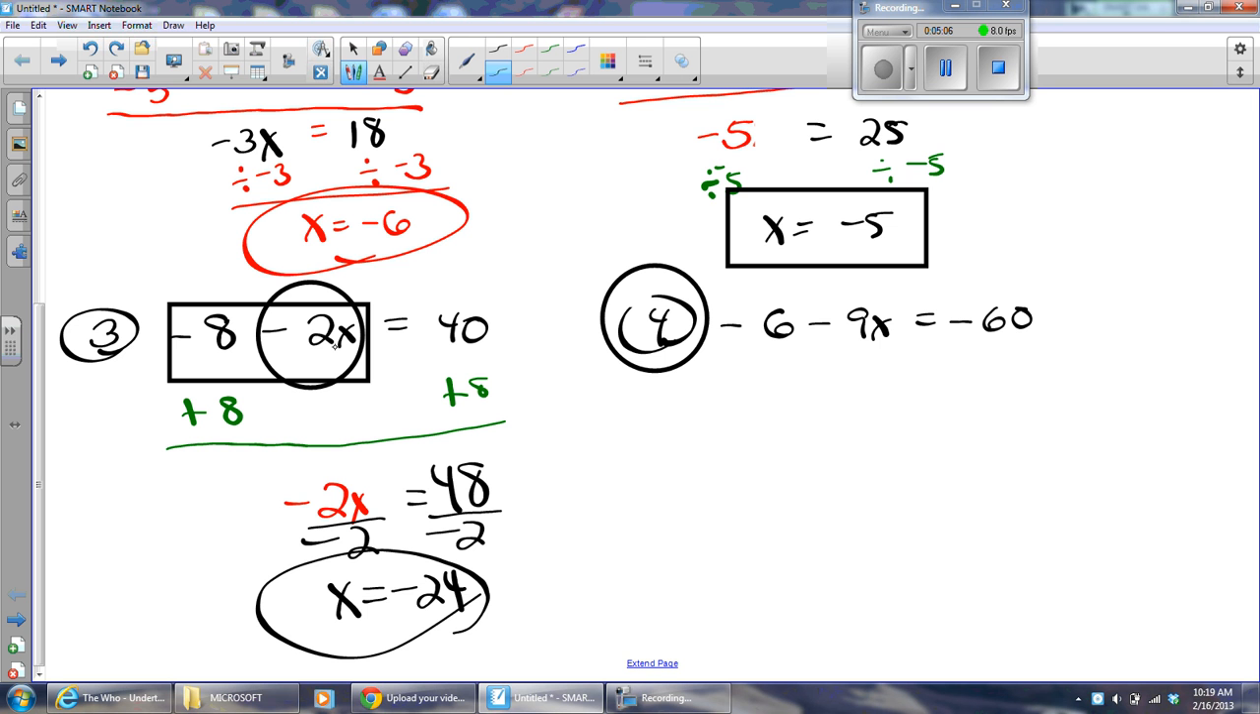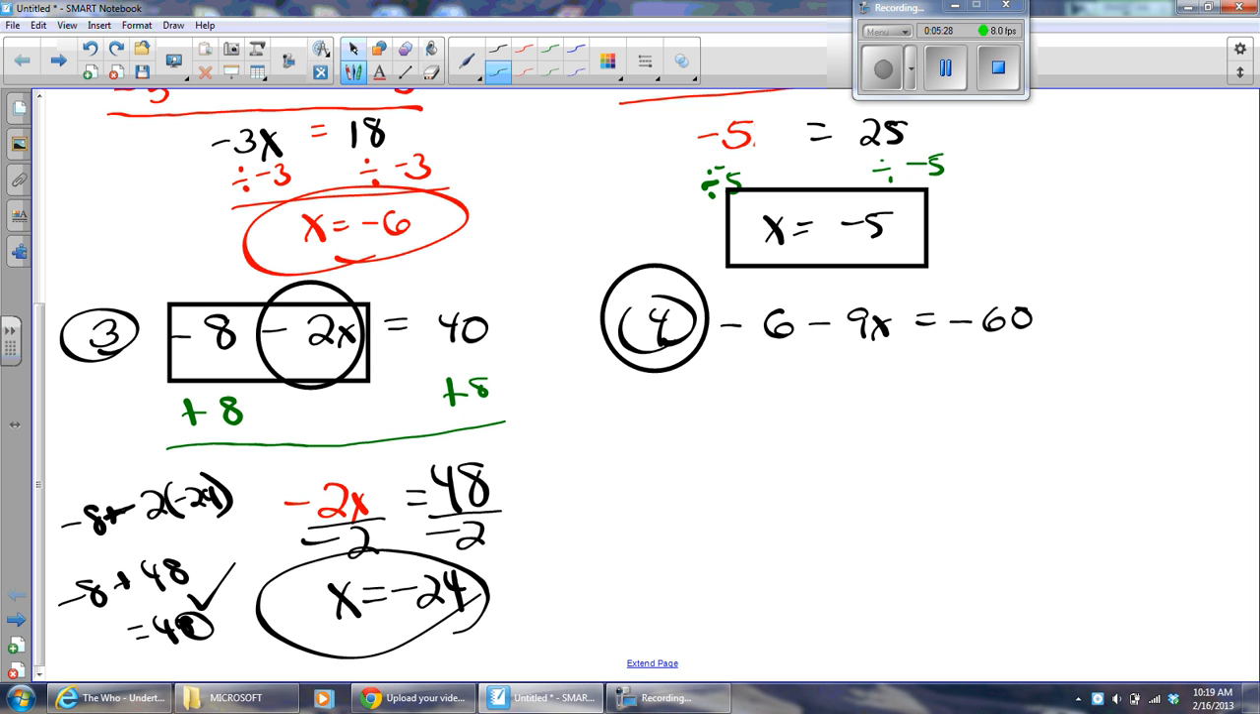Okay. If you were to check that, you get negative 8 minus 2 times negative 24. That'd be the same as negative 8 plus 48, which would equal positive 40. So it checks.